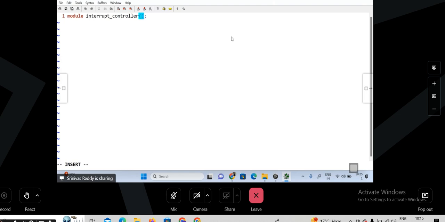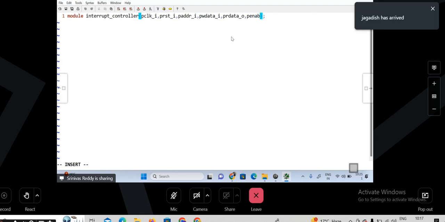Okay, let us make it like this. This is the input signals. Then what? Interrupt to be serviced, shall I write like this? Service or serviced? Serviced. First, let me write all the input signals. So interrupt serviced is the input.